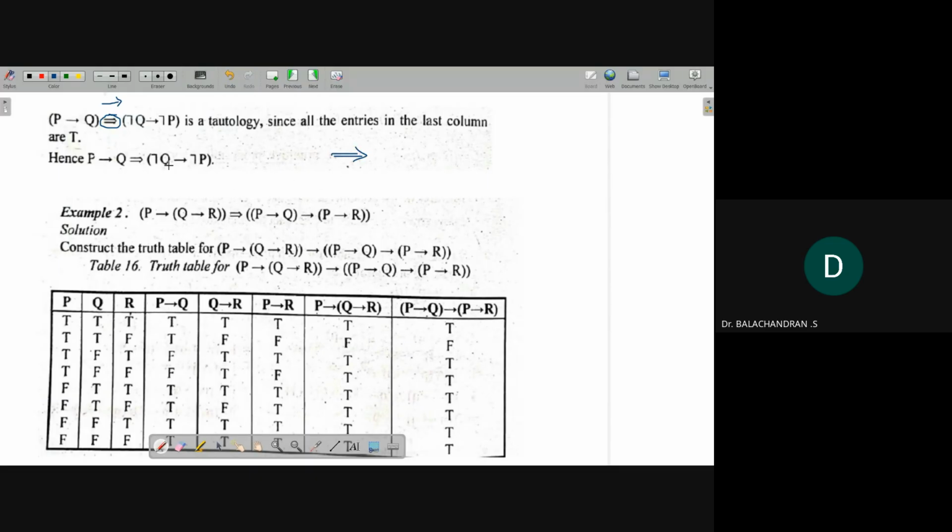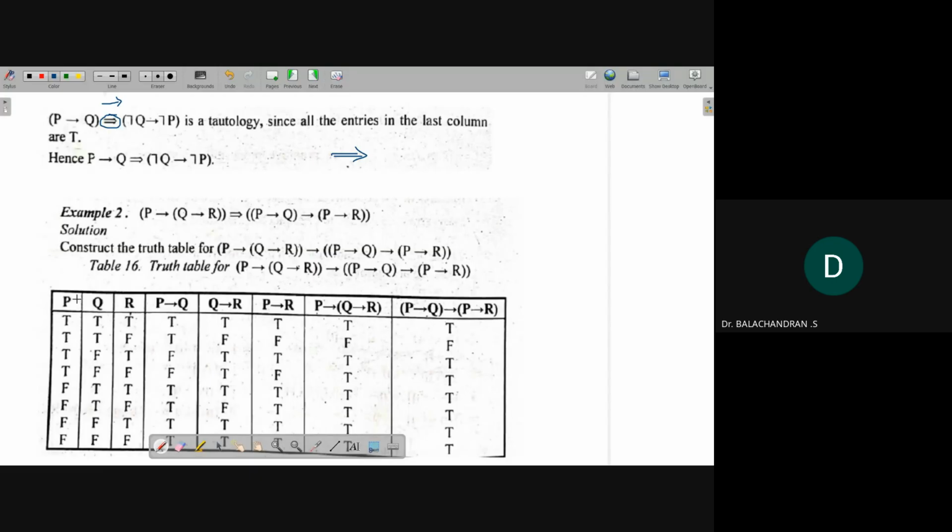So I'll move to the next problem. Here, the same idea only. P implies Q implies R tautologically implies P implies Q implies P implies R. So if I prove this is tautologically implied, this means this implies this is a tautology. I need to prove that.